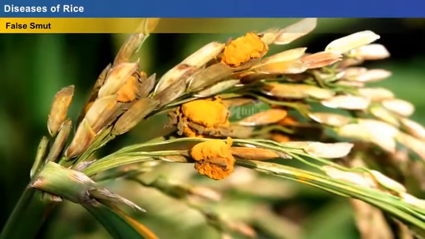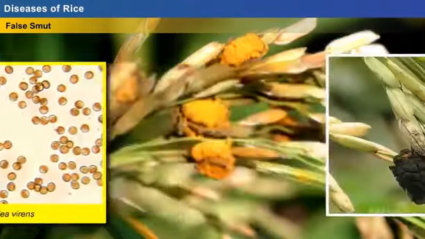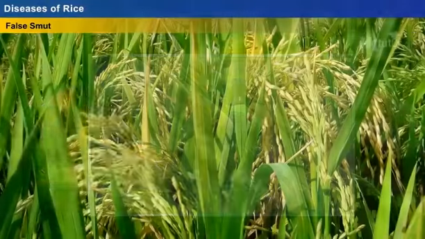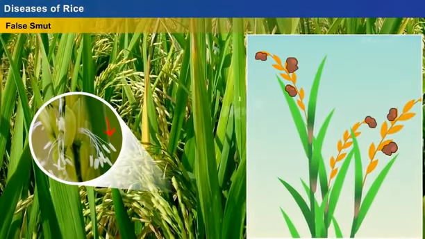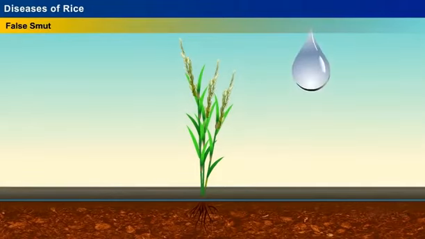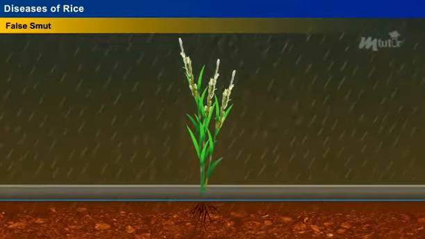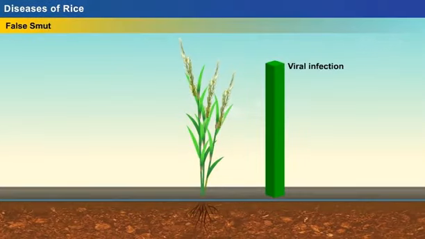This disease is caused by the fungus Ustilaginoidea virens. The symptoms are visible only at the flowering stage. The fungus attacks the young ovary of an individual spikelet and converts it into large velvety balls or smut balls. Low temperature, high relative humidity, and rainfall during the flowering stage increase the incidence of infection.